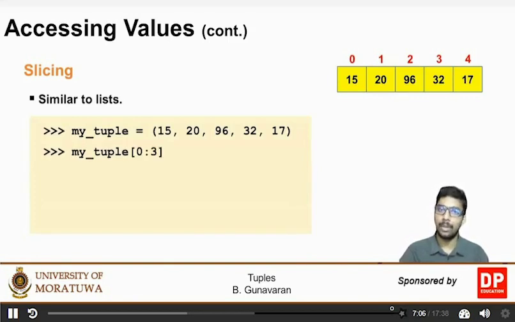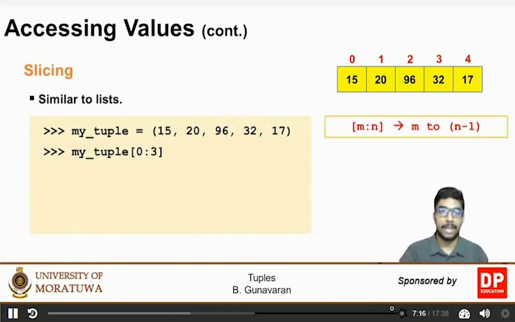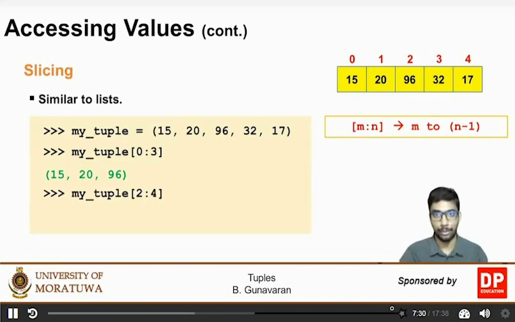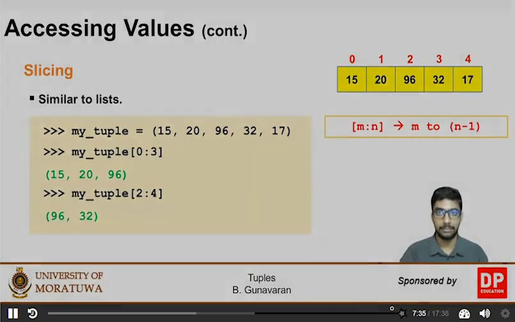What will happen when we call myTuple with the range 0 to 3? It will output the values from index 0 to index 2. Remember, if the range is from m to n, the values considered will be from index m to n-1. Therefore, the output will contain 15, 20, and 96. Similarly, if the range is from 2 to 4, the values at indices 2 and 3 will be outputted.